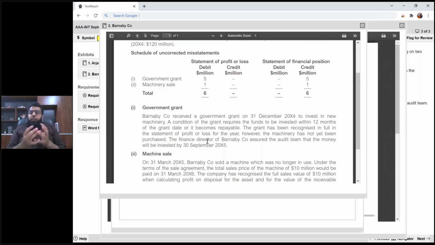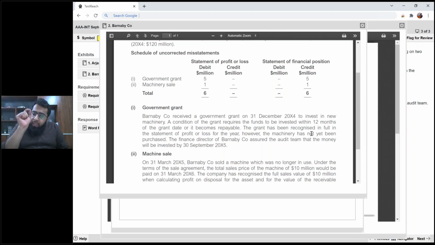Now, I have a question for you people. It's a very simple question. As per IAS 20 government grant, can they recognize the income, considering that they haven't fulfilled the condition of the grant? The condition of the grant is that they have to spend the money within 12 months. They have recognized the grant in full in the statement of P&L. However, the machinery has not yet been purchased. Now, this is a very simple requirement.